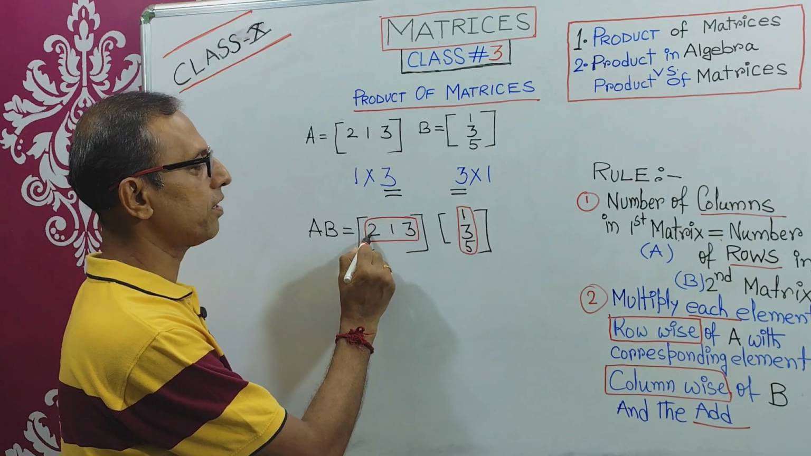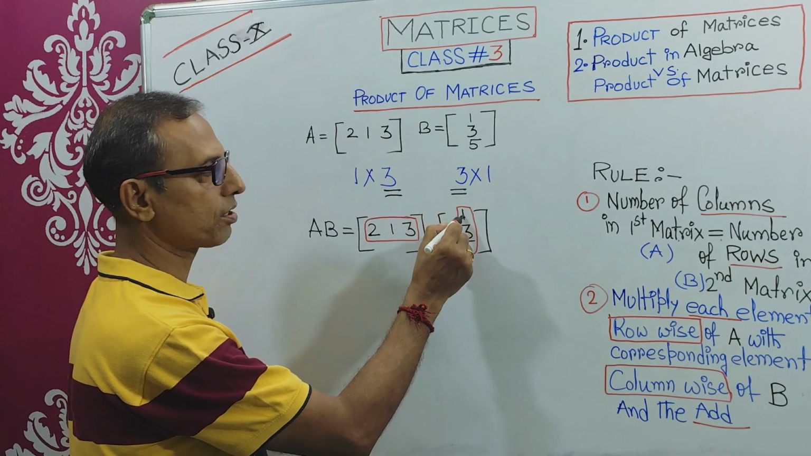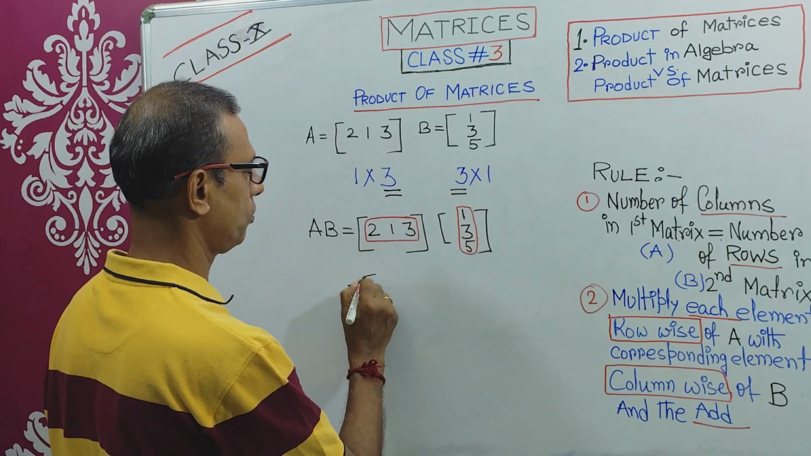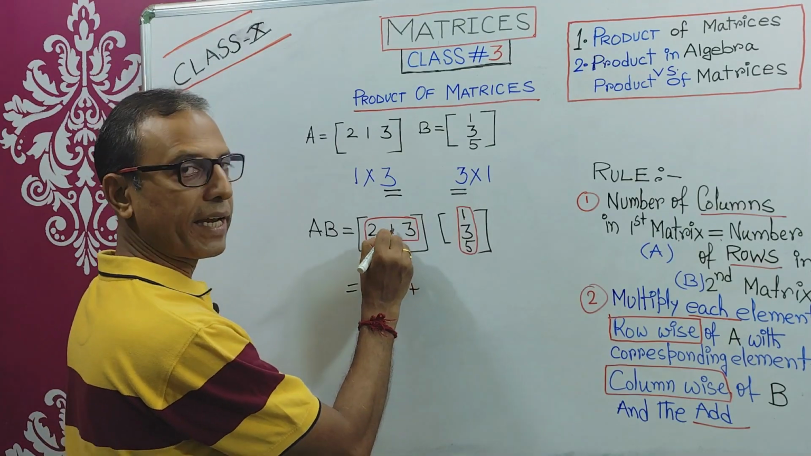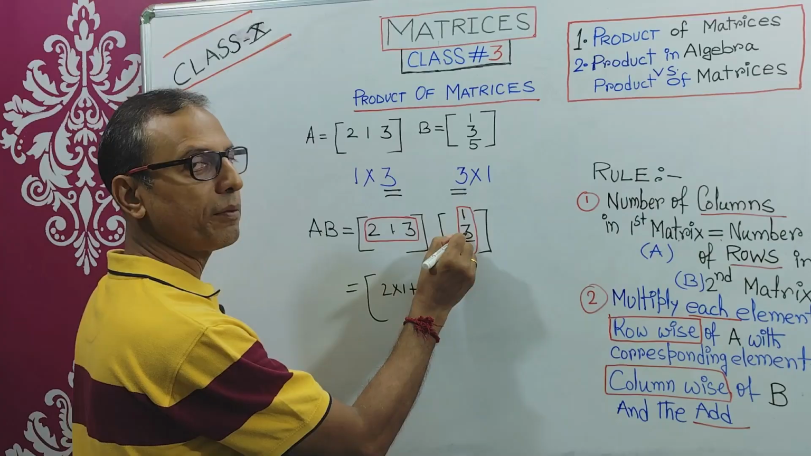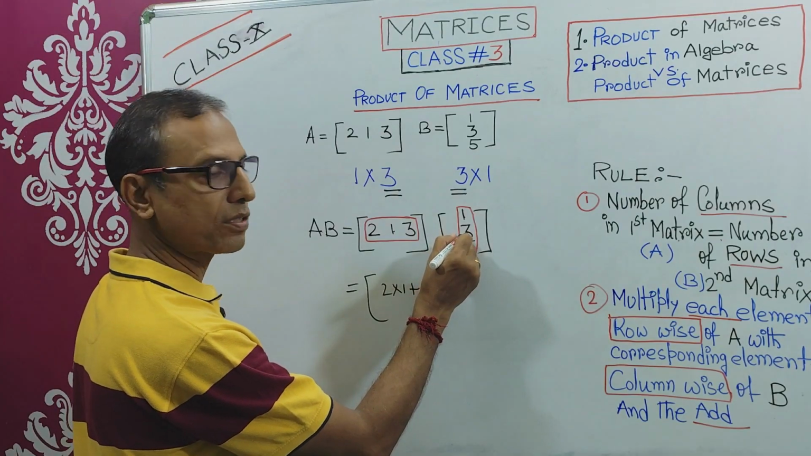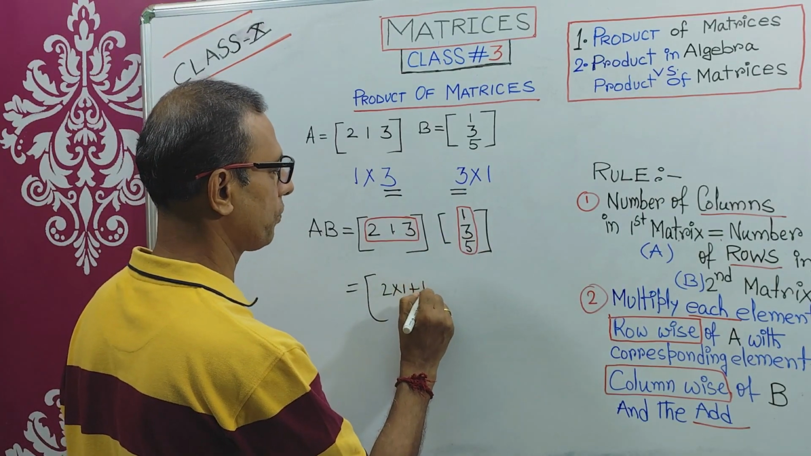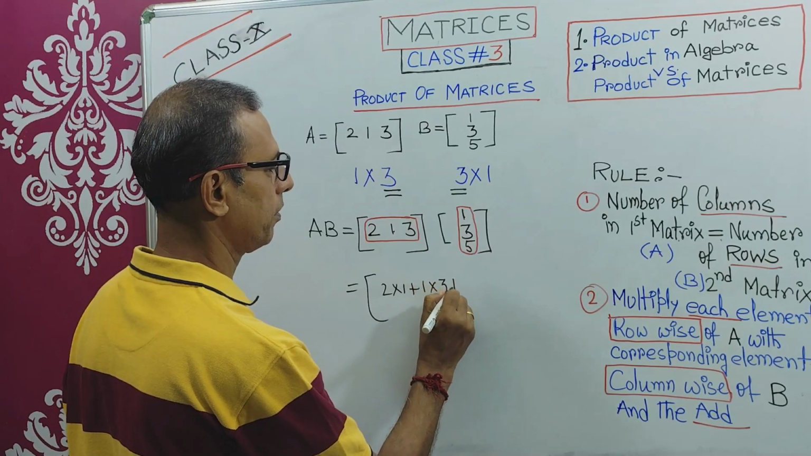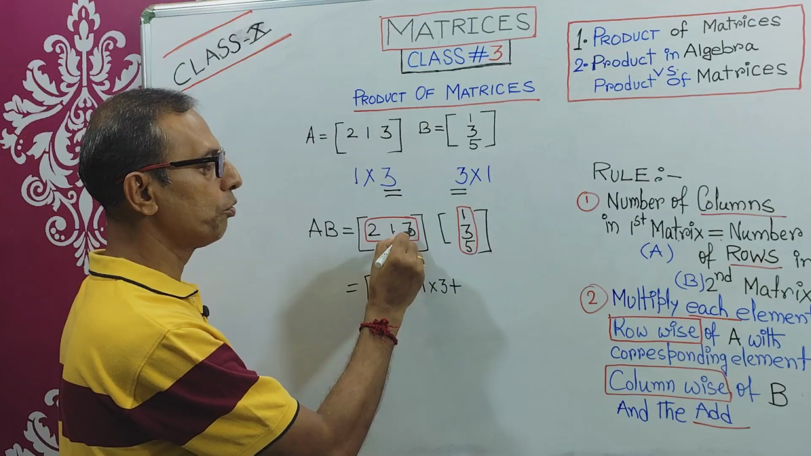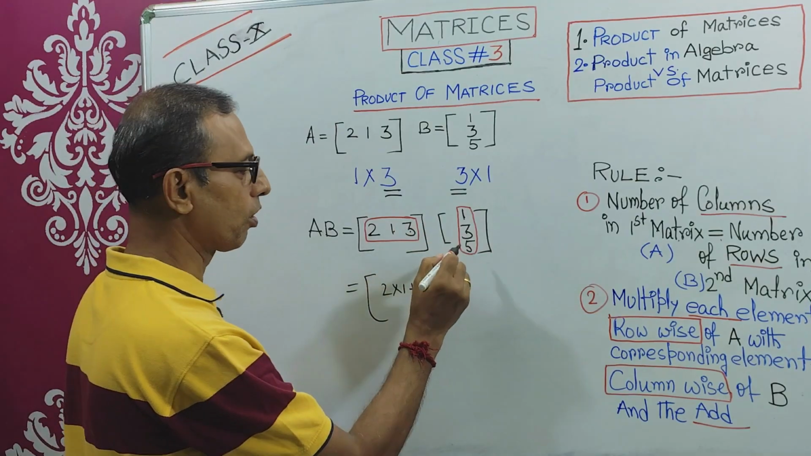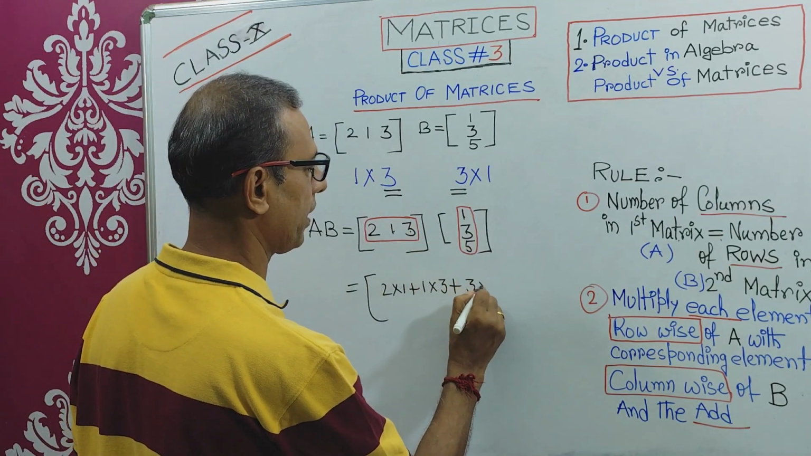So now if you multiply the first element of the first row with the first element of the first column, 2 into 1. So it will be 2 into 1, plus the second element of the first row with the second element of the first column, 1 into 3, plus the third element of the first row into the third element of the first column, so 3 into 5.